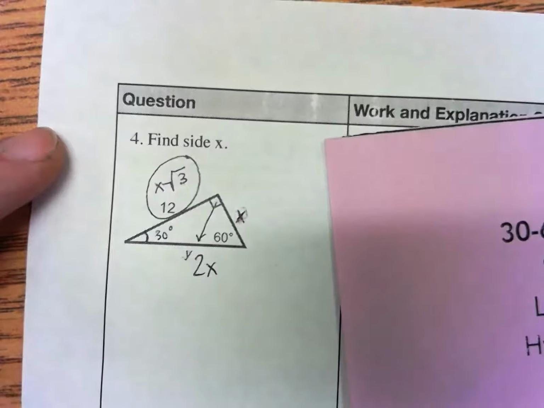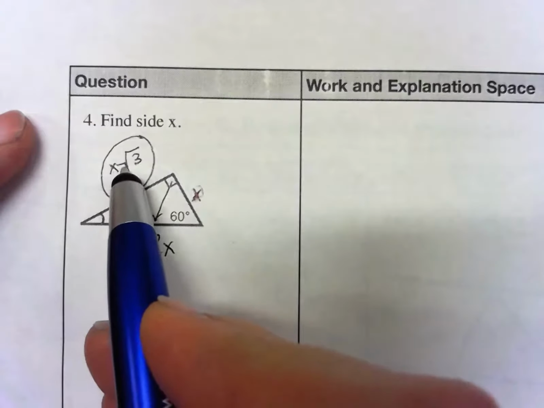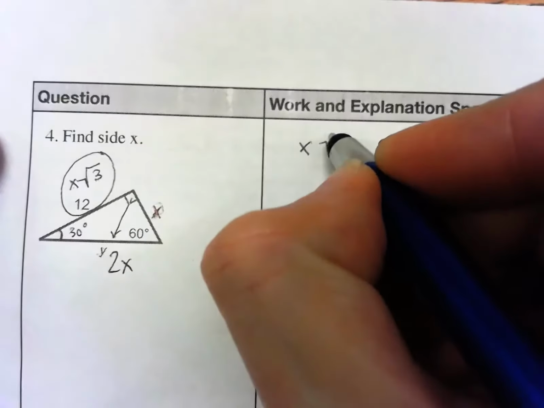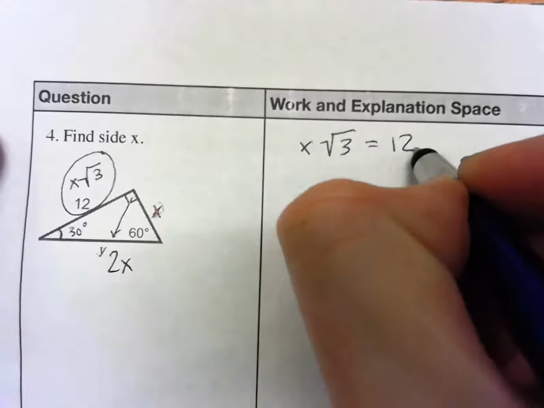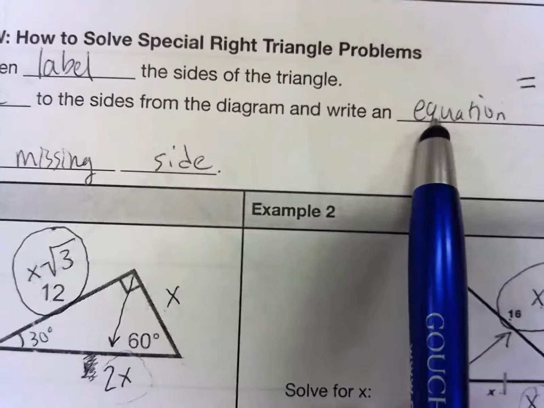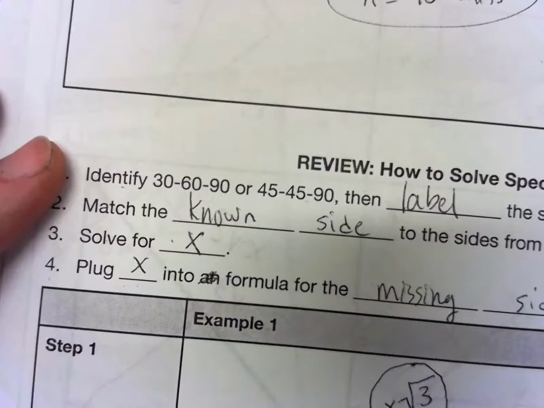And when it says to write an equation, we need to write it with an equal sign in between. So I can say x square roots of 3 equals 12. So that's my second step. We wrote the equation. Third step, solve for x. So I need to get x all by itself.